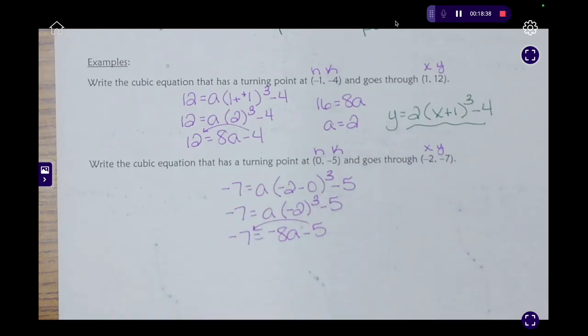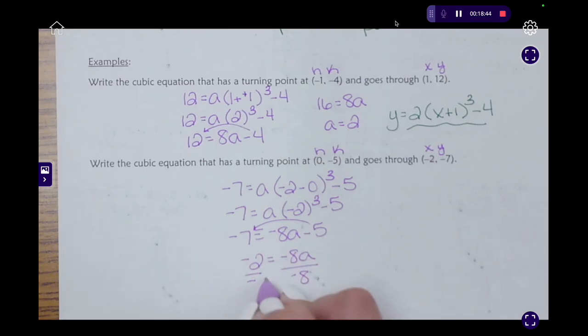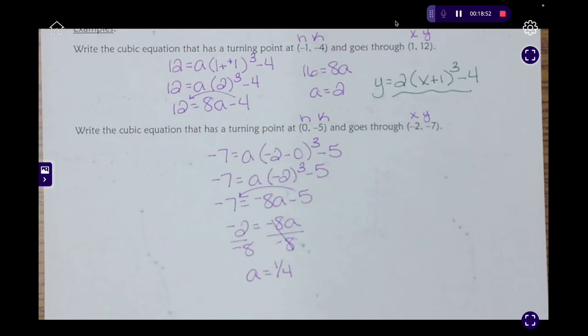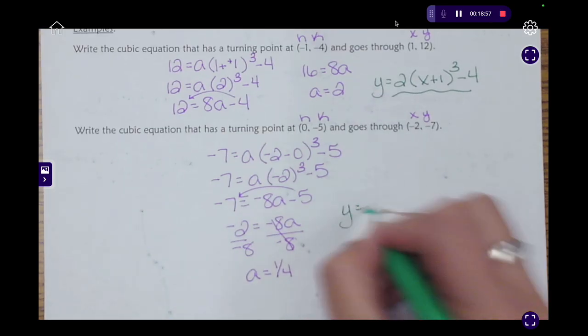So I'm going to add 5 over there, which is going to give me a -2. And then I'm going to divide by -8. So just be careful right here. When I do -2 divided by -8, that gives me a +1/4. So I do get a fraction for that a value. That's fine. You're just now going to take that and plug it into your formula.